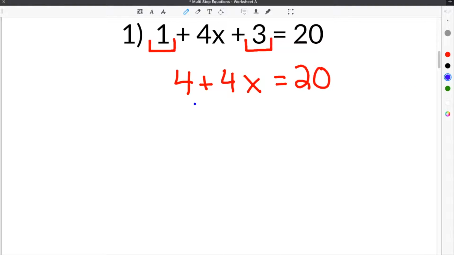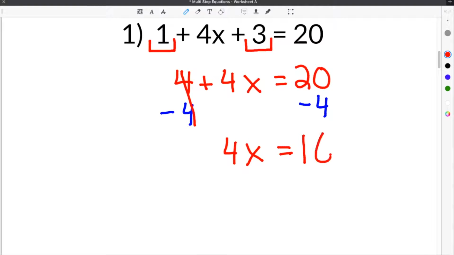The next step is to get our constants on one side of the equation sign and our variable with the coefficient on the other. So in this case, we're going to subtract 4 from this side. Whatever you do to one side, you also have to do to the other, so we're going to subtract 4. The 4's on this side cancel, and you're left with just 4x, and then 20 minus 4 on this side is 16.